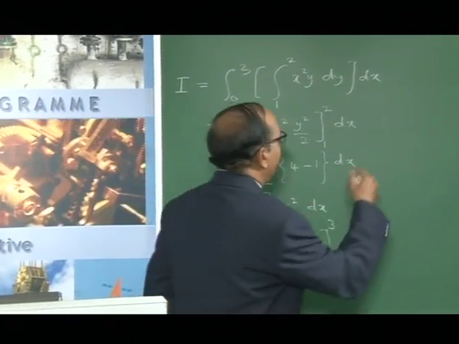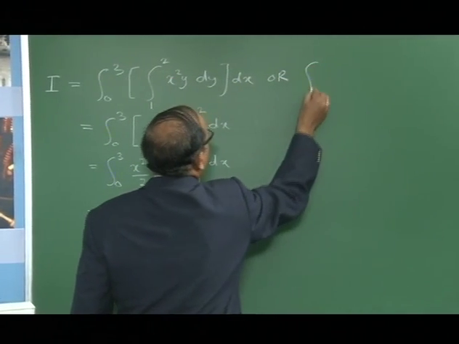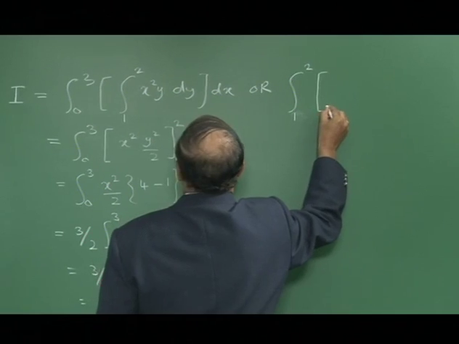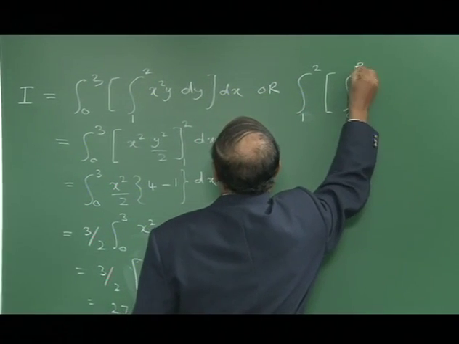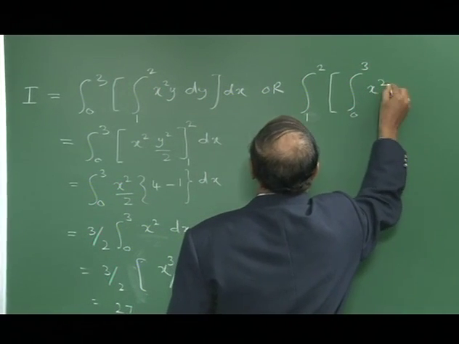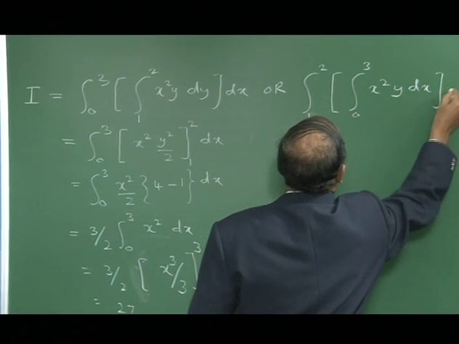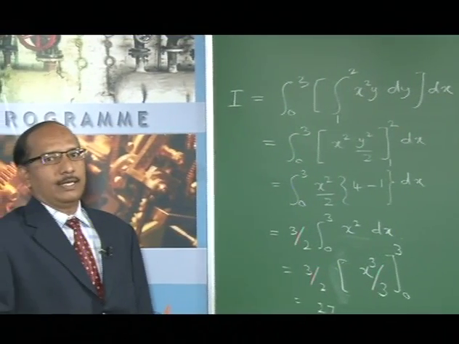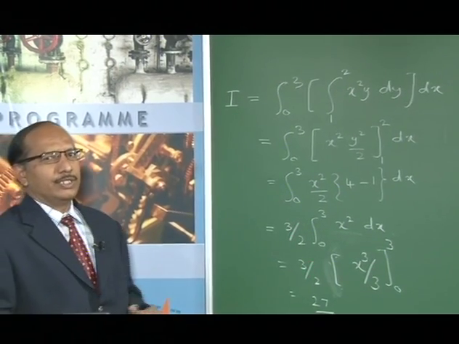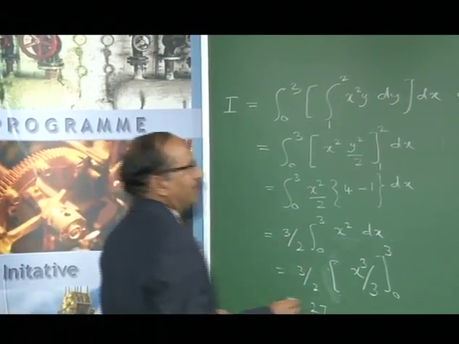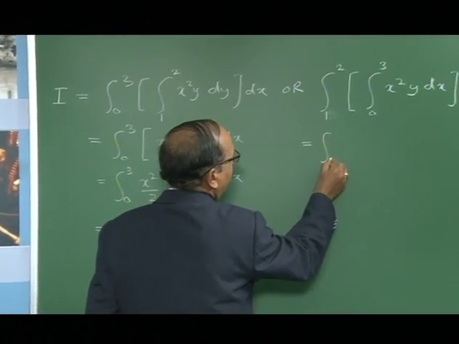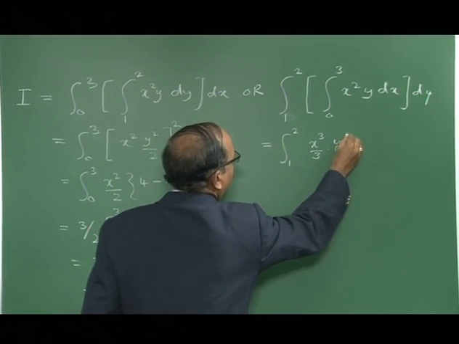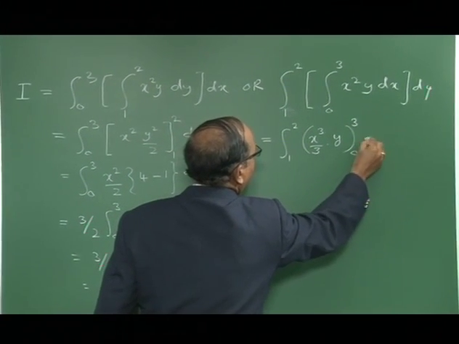One can also use the other way. If I integrate first with respect to x, means the y limits are kept outside, 1 to 2, the integral 0 to 3 of x square y dx then dy. So, y limits are 1 to 2 and x limits are 0 to 3. Now, integrating with respect to x first, that is keeping y constant. So, x square becomes x cube upon 3, y is kept constant, and substitute the limits 0 to 3 dy.